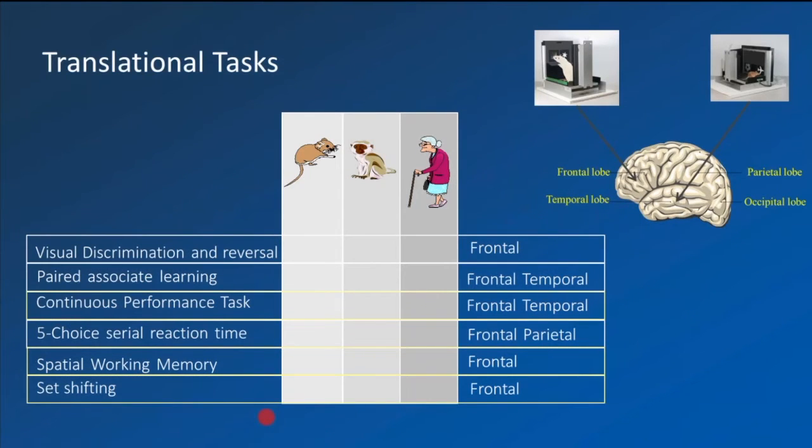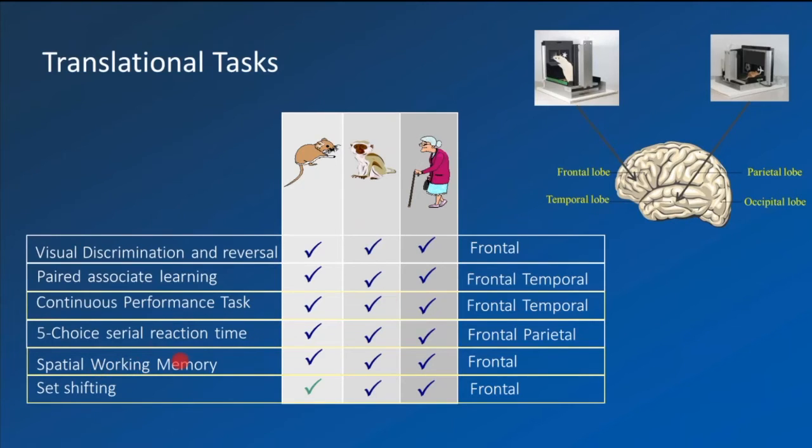We will now address the translational nature of the tasks. Here we see a list of the tasks which have equivalent versions in monkeys and human touchscreen tasks. The visual discrimination, continuous performance and 5-choice tasks all have very similar tasks across the species.